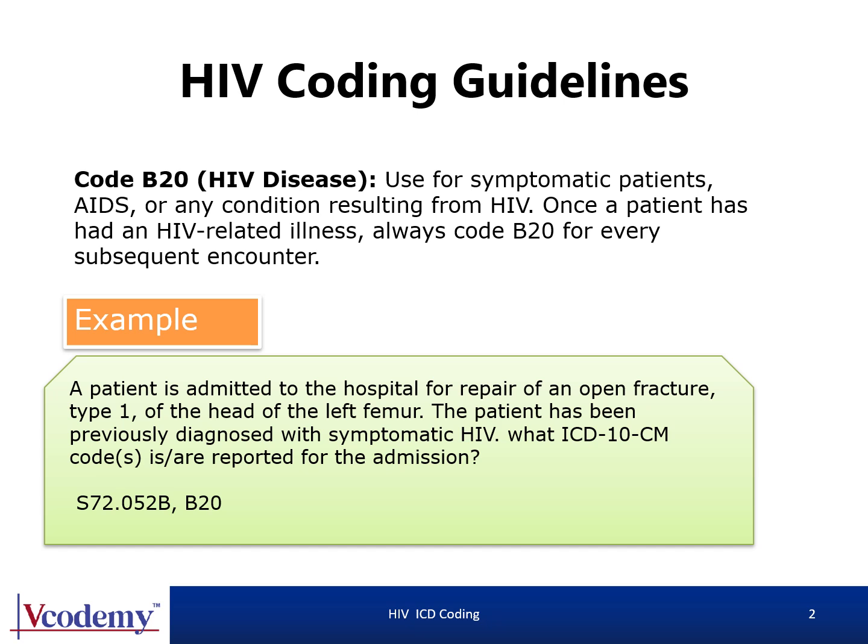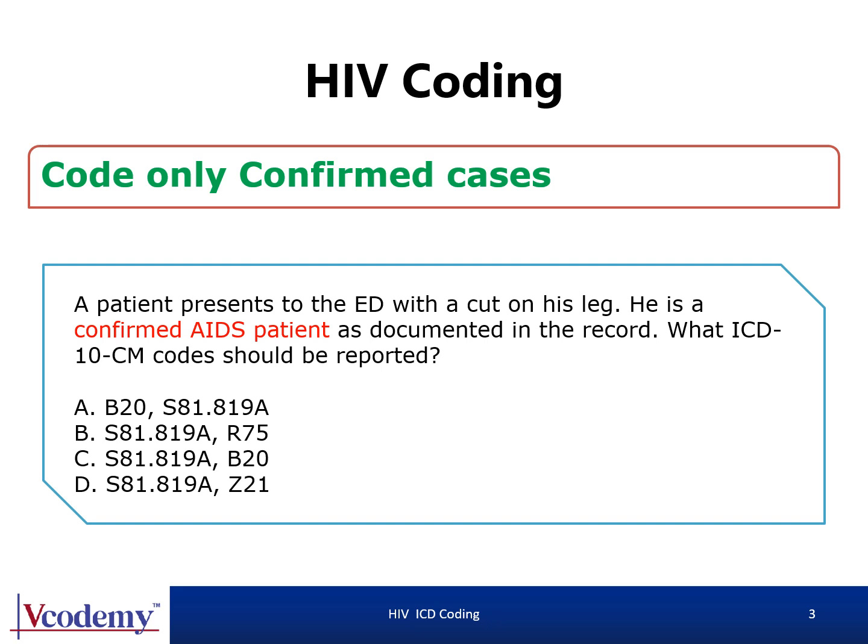So always check whether the patient is symptomatic or asymptomatic. The coding guideline states code only the confirmed cases. In this context, confirmation does not require documentation of positive serology or culture for HIV. The provider's diagnostic statement that the patient is HIV positive or has an HIV related illness is sufficient. You need to use the code B20 for confirmed cases of HIV.